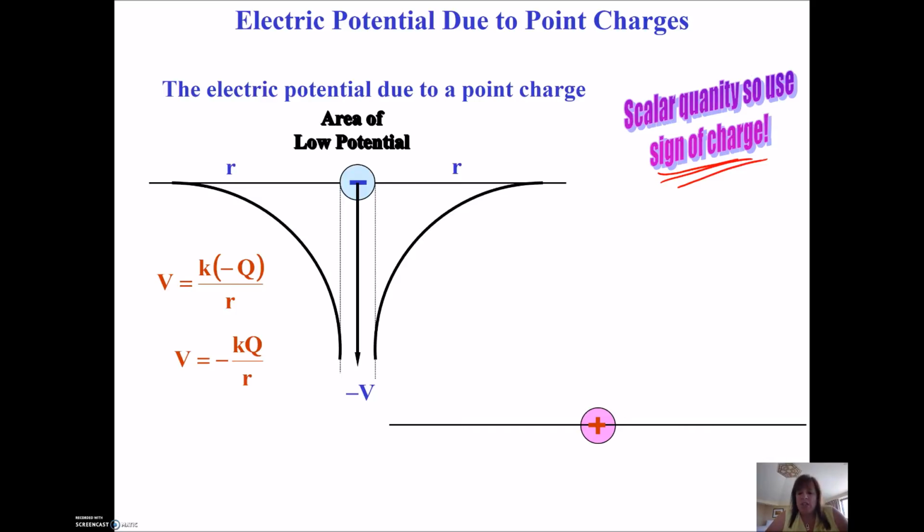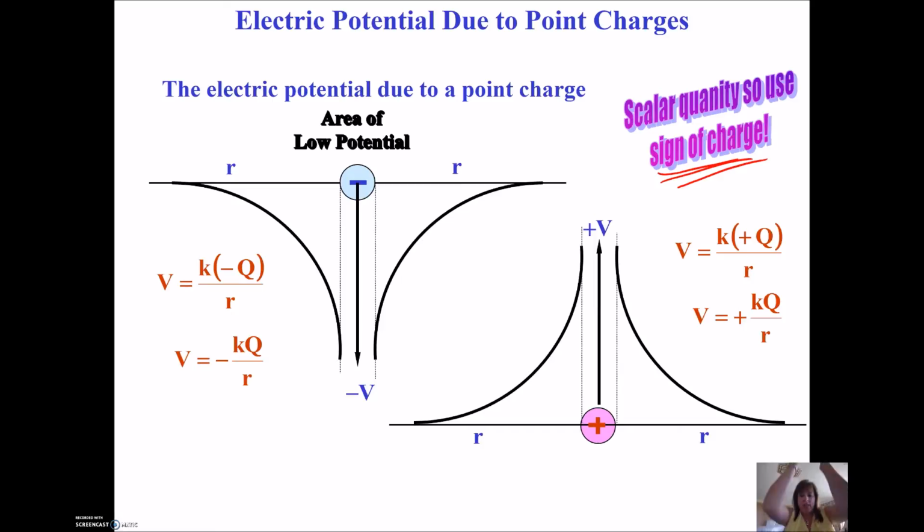For a positive charge, right, we have our positive KQ over R, and there we have our positive graph of potential, an inverse graph. And we call areas around positive charges areas of high potential. Now, it could be just like 1 volt, but as long as it's a positive charge, it's an area of high potential. So make sure you know that terminology. Low potential just means negative charge. High potential means positive charge.